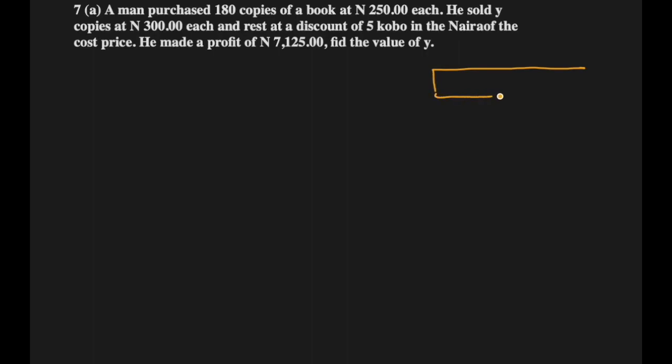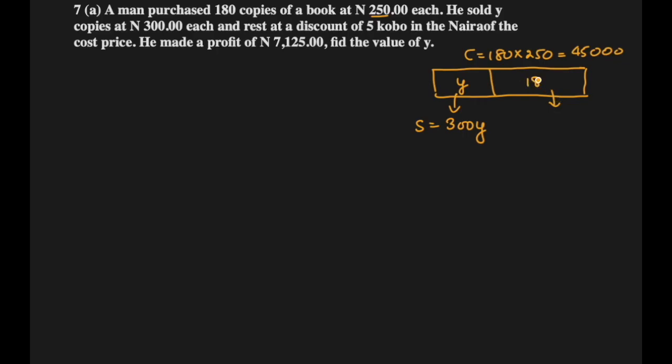Okay, so let's visualize this situation. Suppose this is the total number of books kept side by side, which are 180, right? So the cost price of these 180 books was 250 naira each. That means we'll multiply this by 250, giving 45,000 naira. That was the cost price. Now, some of these books, y, were sold. So the selling price of these y will be how much? 300 each, so 300 multiplied by y. This becomes the selling price of these y books.